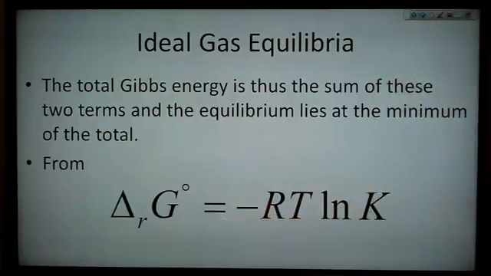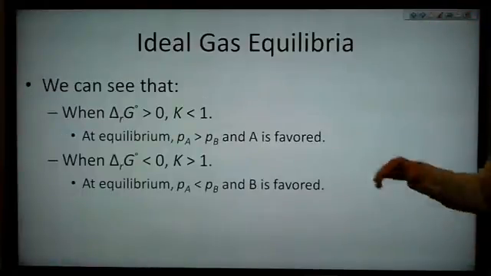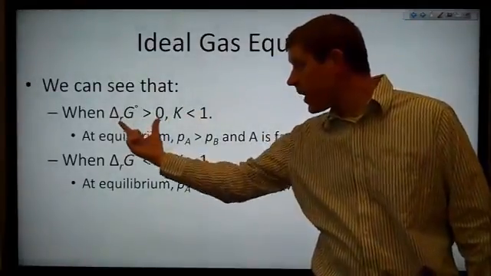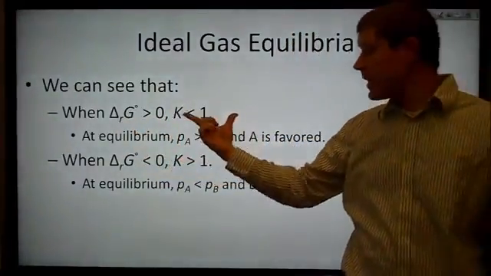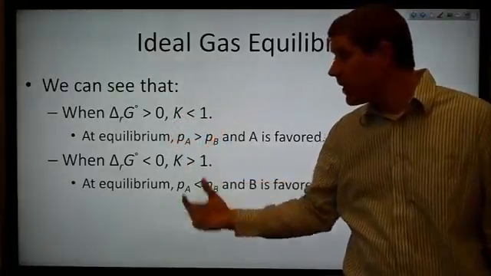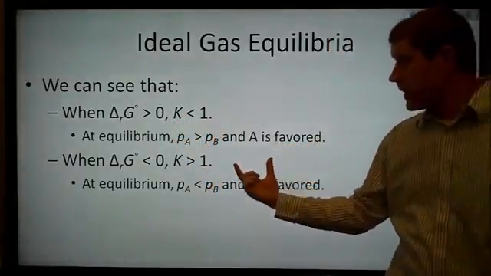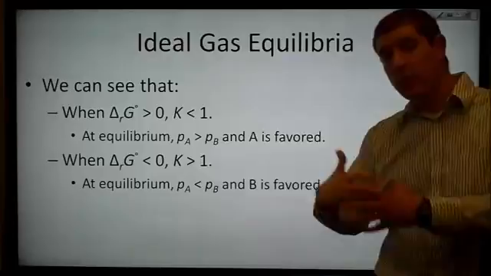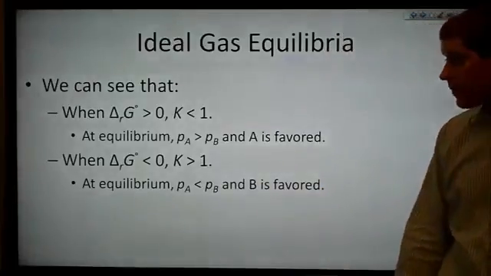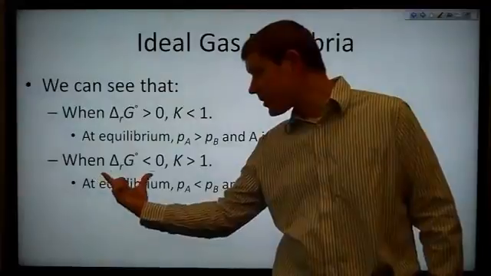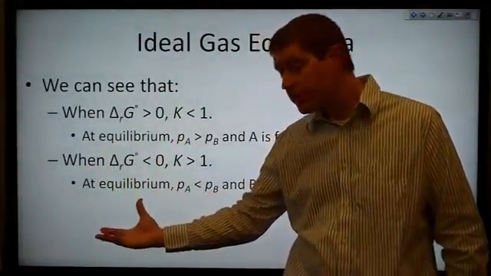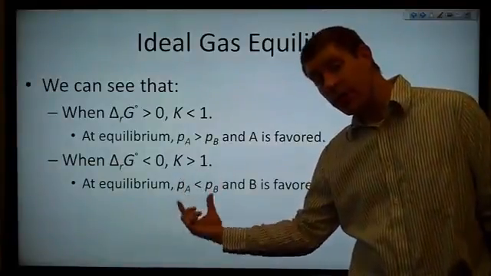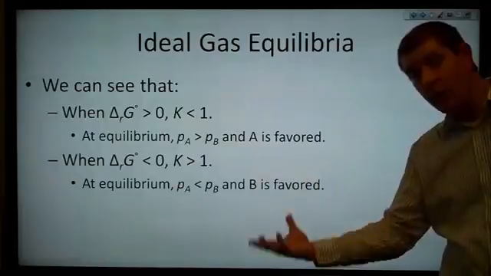And again, from this equation, which we've already derived earlier, now we can see that when the standard Gibbs energy of reaction is positive, so greater than 0, that means that K has to be less than 1. At equilibrium, the pressure of A is greater than the pressure of B. That means we have more A around than B, more of our reactant. If the standard Gibbs energy of reaction is less than 0, then K is greater than 1. At equilibrium, the pressure of A is less than the pressure of B. B is favored, so we have more B around.